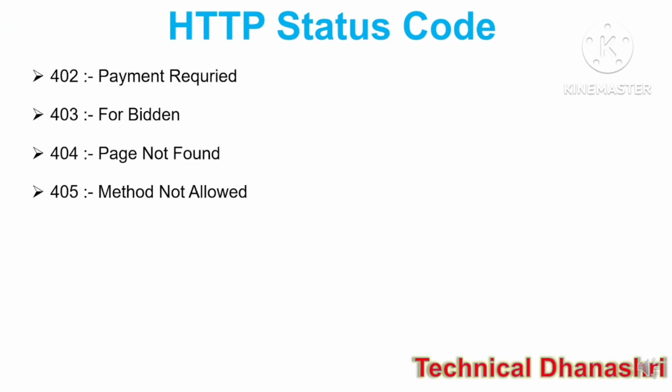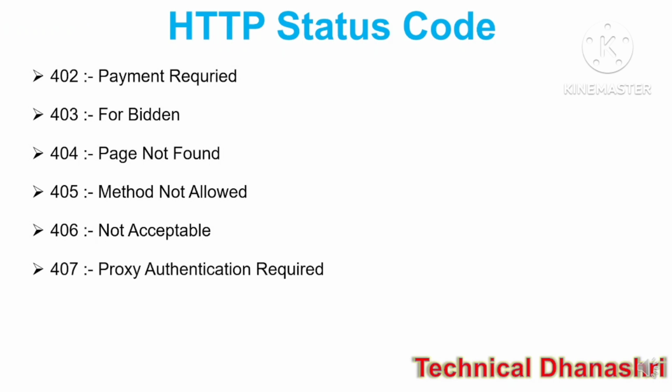So the next status code is 405, it is for method not allowed. The next one is 406, it is for not acceptable. The next status code is 407, it is for proxy authentication required. After that 408, it is for request timeout. So all these 400 series status codes are client-side error status codes.